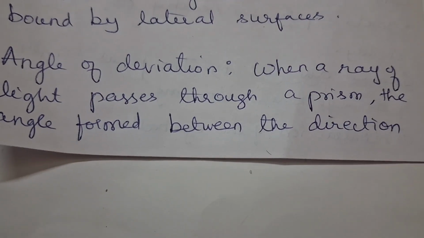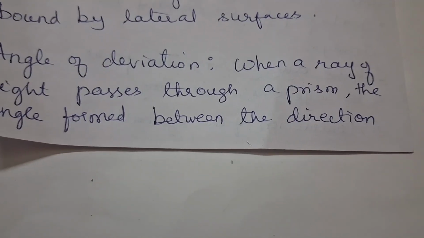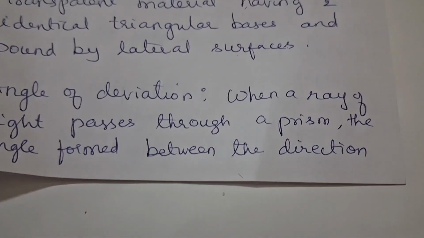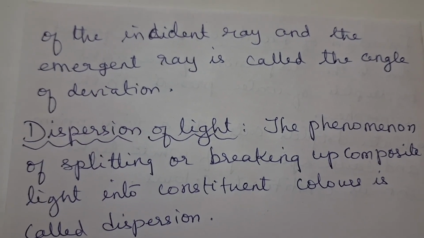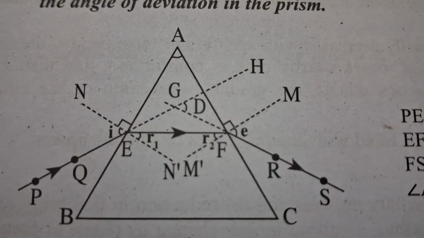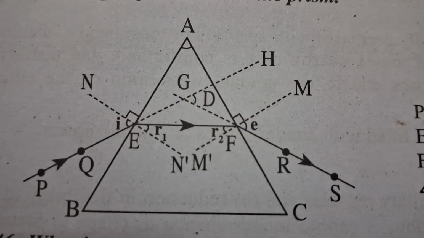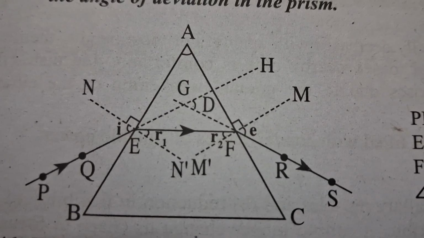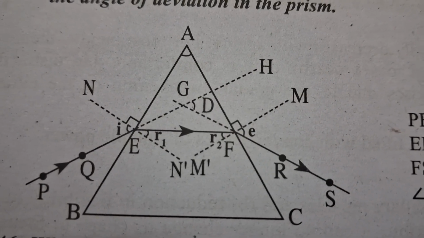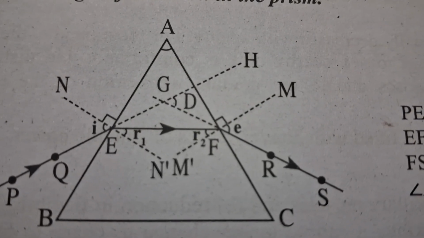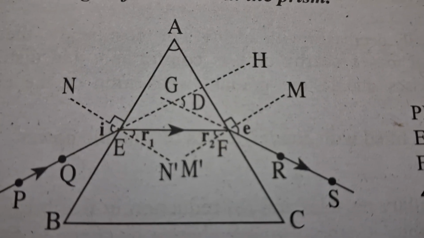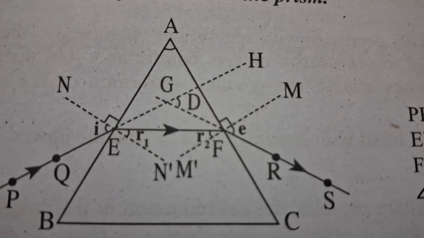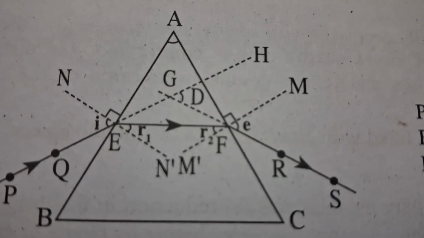Angle of deviation. When a ray of light passes through a prism, the angle formed between the direction of the incident ray and the emergent ray is called the angle of deviation. So this is about the prism. PE is the incident ray and EF is the refracted ray. FS is the emergent ray. And D is the angle of deviation.